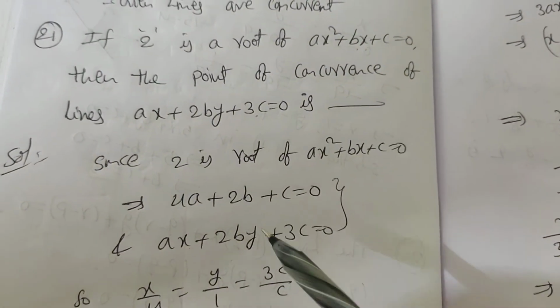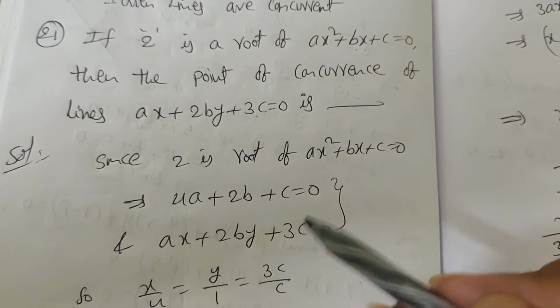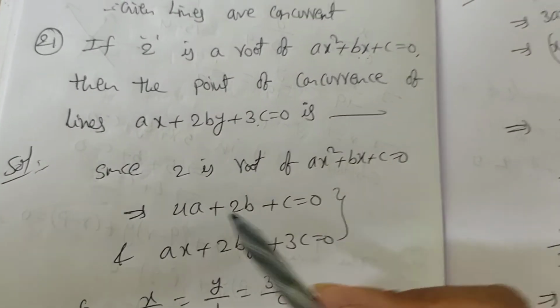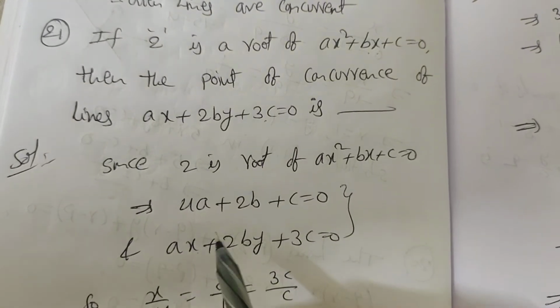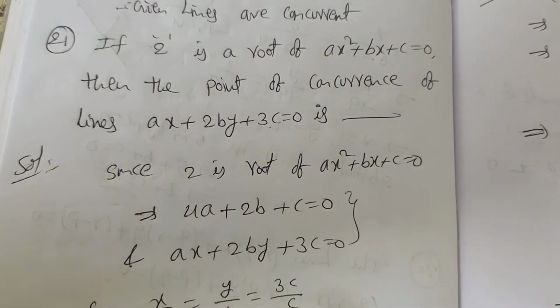Just go for identical lines. Here if you go for identical lines, you should consider variables. What are the variables? Here you take the variables as a, b, c.